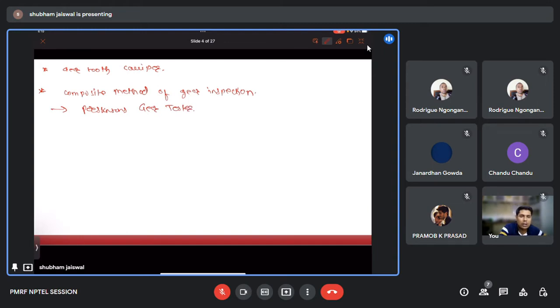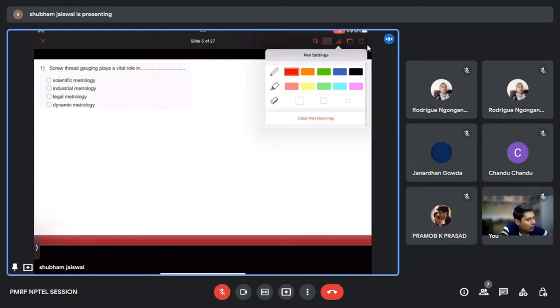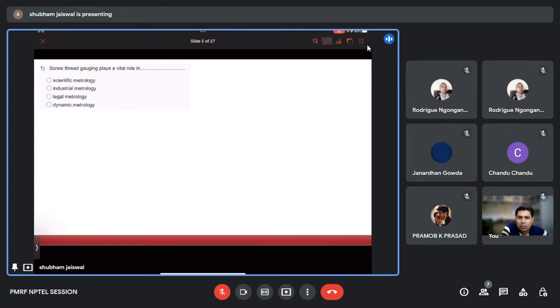So this much we have seen in our last week. Based on this content, we will try to solve some sample problems. So we will move to our first problem. I hope everyone is able to see the screen. The first question is: the screw thread gauging plays a vital role in scientific metrology, industrial metrology, legal metrology, dynamic metrology.